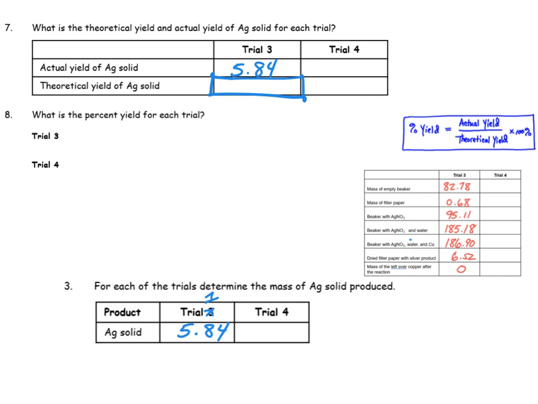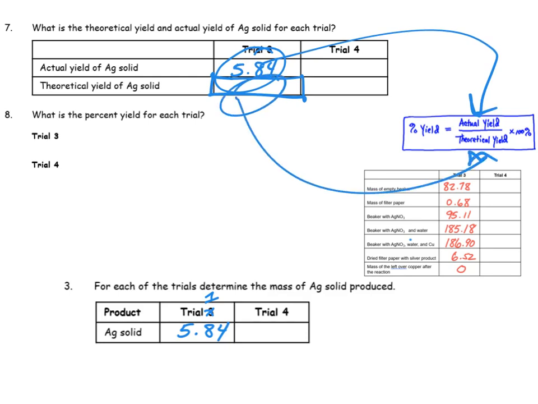What is the percent yield then? The actual yield goes on the top. The theoretical yield goes on the bottom. Times 100 gives you the percent yield for each trial. You'll have to do that for trial 3 and 4.